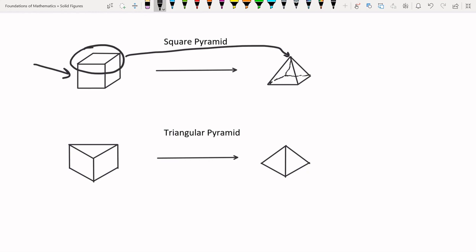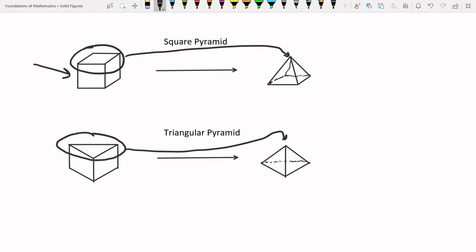The triangular pyramid is the exact same idea. Imagine taking this top portion and shrinking it down to a point. So it goes to this thing here. In this case, we have just one line that goes straight across. And so there's going to be 4 sides to a triangular pyramid. The triangular pyramid has 4 triangular sides. The square pyramid has 4 triangular sides and a square face.